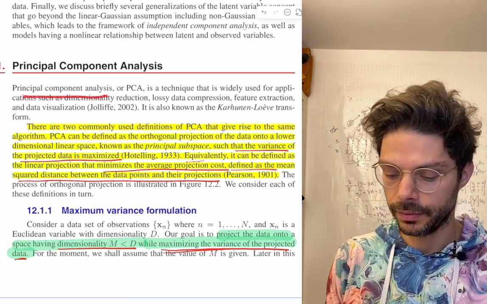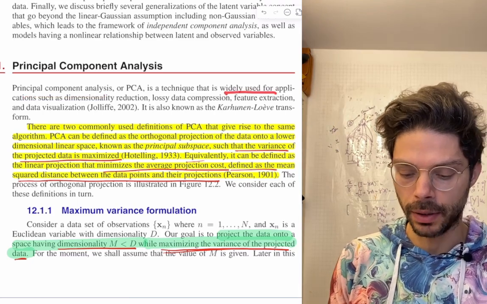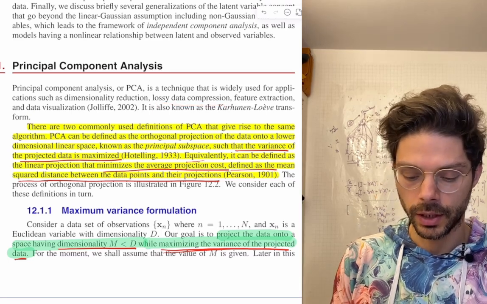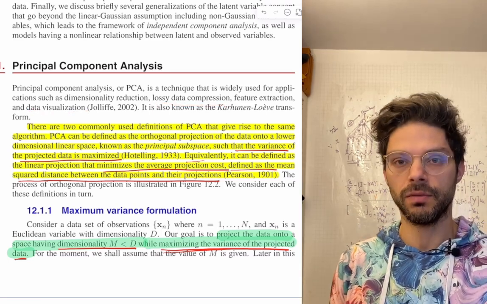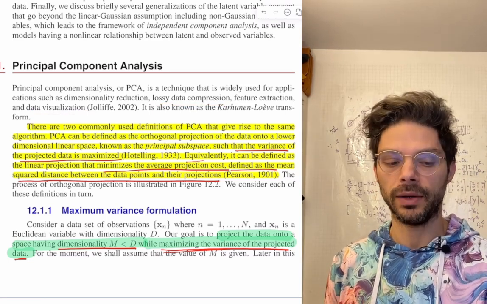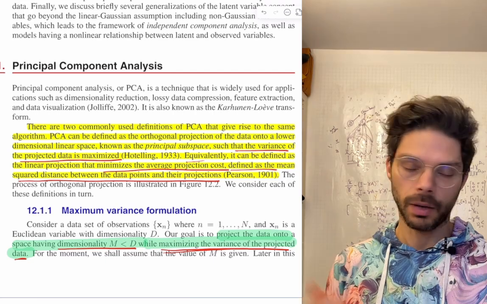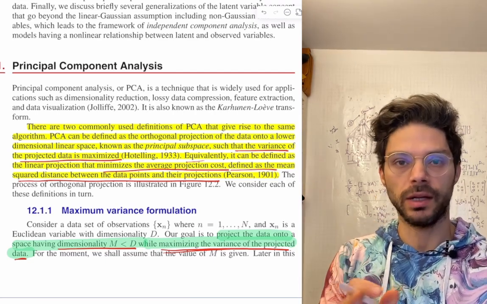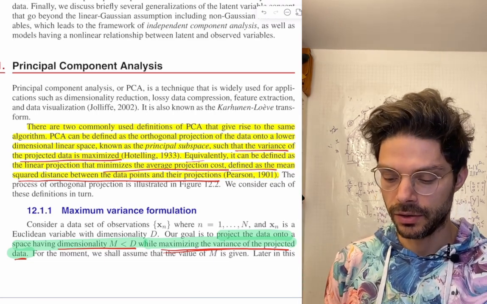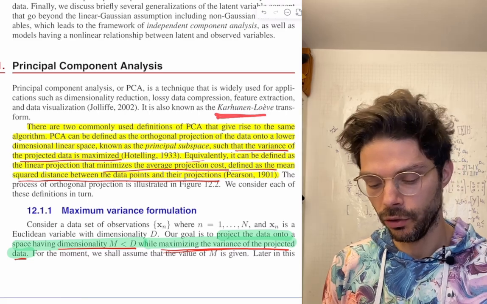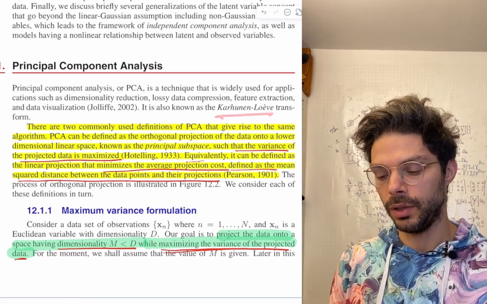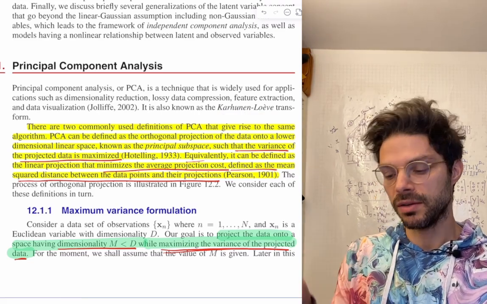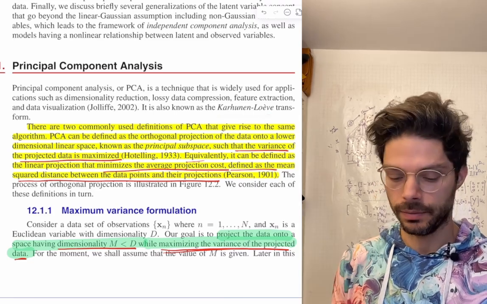So PCA is a technique that is widely used for applications such as dimensionality reduction, data compression, feature extraction, and data visualization. You might have already used this. It's a very useful tool, very good to know about. When you're looking at high dimensional data, probably the very first thing you might want to do is run PCA on it and see what your data looks like. It's also known as the Karhunen-Loève transform, and I believe this is more in the context of stochastic processes, but it's exactly the same idea.